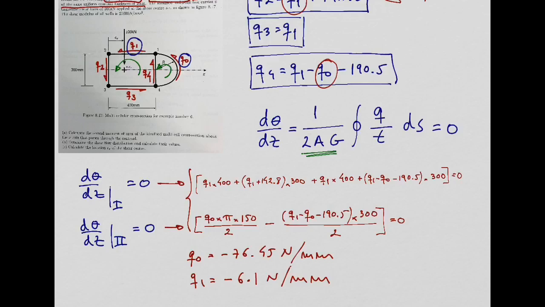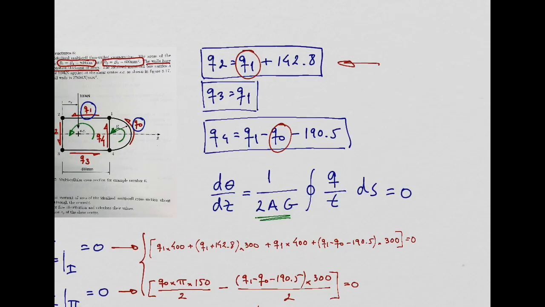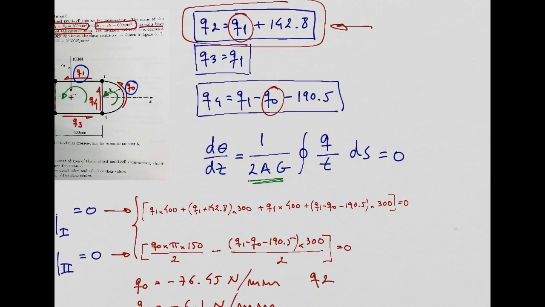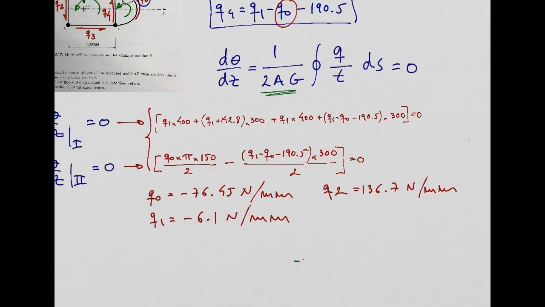So now if you replace Q0 and Q1, you can calculate Q2 in this equation here at the top. If you do that, you get Q2 equal to 136.7 Newton per millimeter. Q3 is equal to Q1, so we can say Q1 equal to Q3 equal to minus 6.1 Newton per millimeter. And Q4 is going to be equal to minus 120 Newton per millimeter.